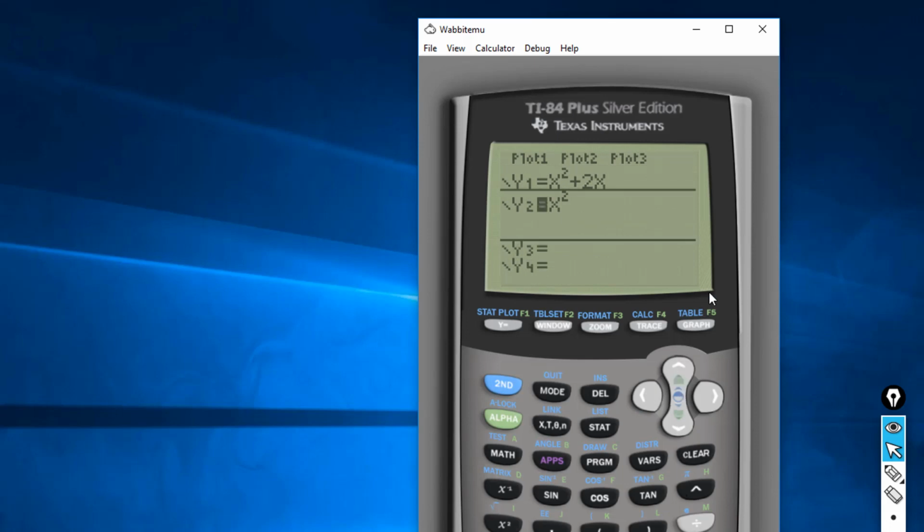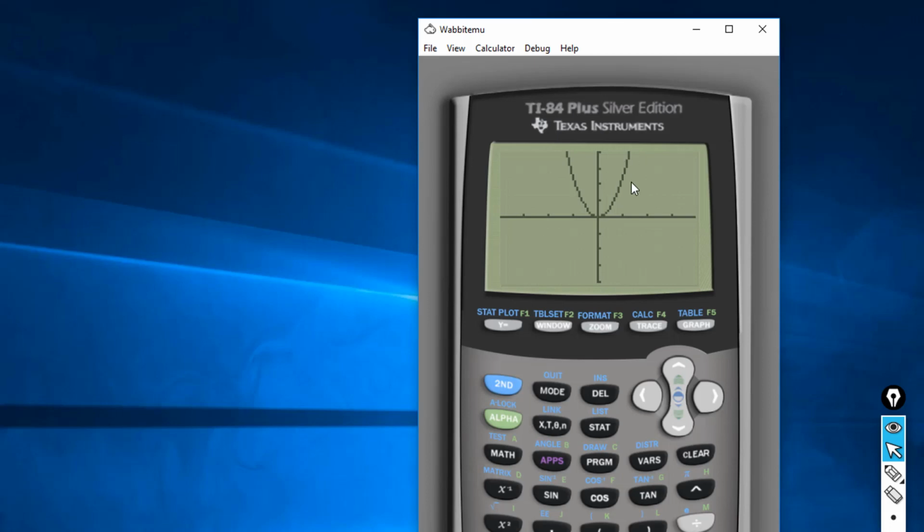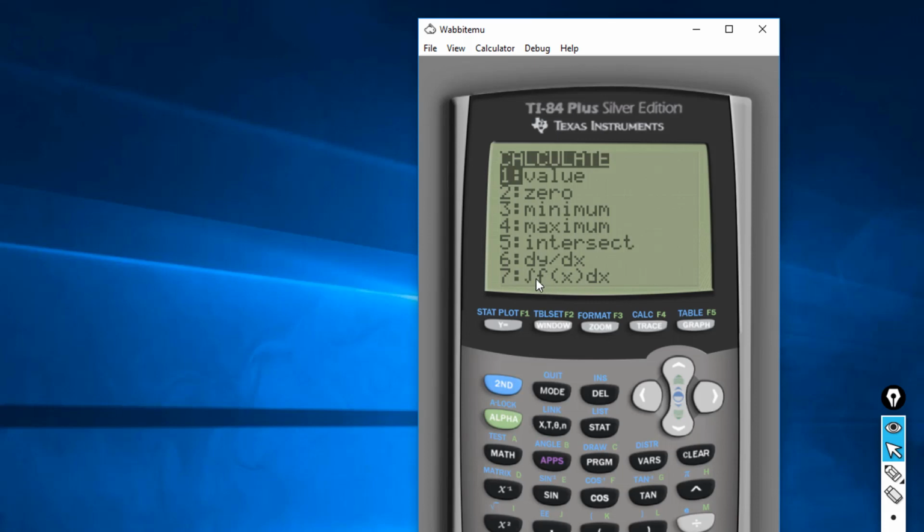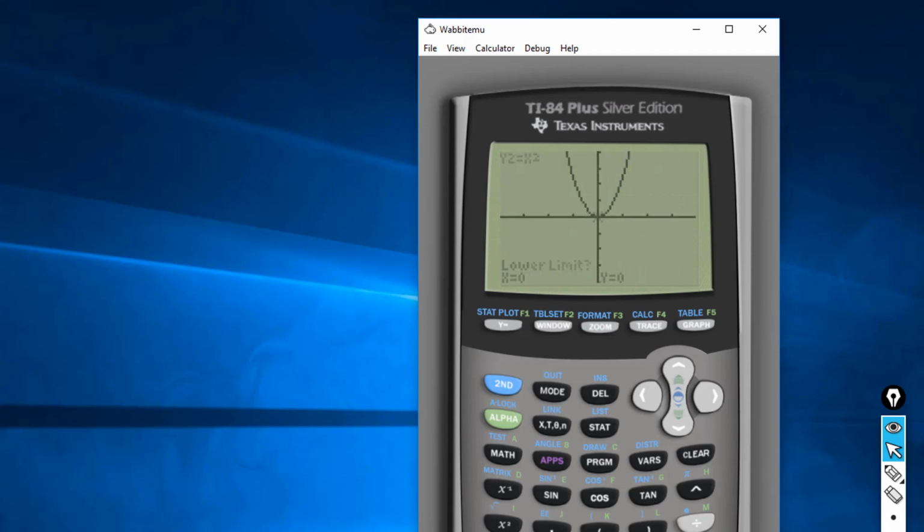Okay, so there it is. So again, finding the area under this region right here. Okay, just like I illustrated. So I go to second, calculate. Here I want the integral 7. And first thing, by default, it's set to 0. Okay, so I just hit enter.